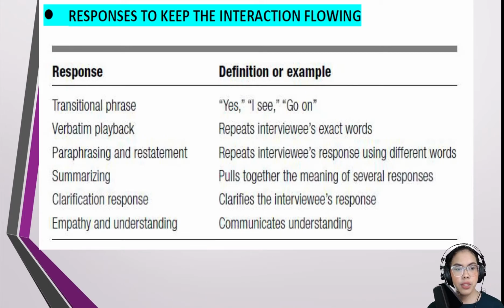First is the transitional phase. So: yes, I see, go on. Verbatim playback. We repeat verbatim what the interviewee is saying. It's exact. Then paraphrasing and restatement. We repeat what the interviewee has said, but we use different words or synonyms. Summarizing. We pull together the meaning of several responses. Clarification. We ask again about the interviewee's response, especially if it's not clear.